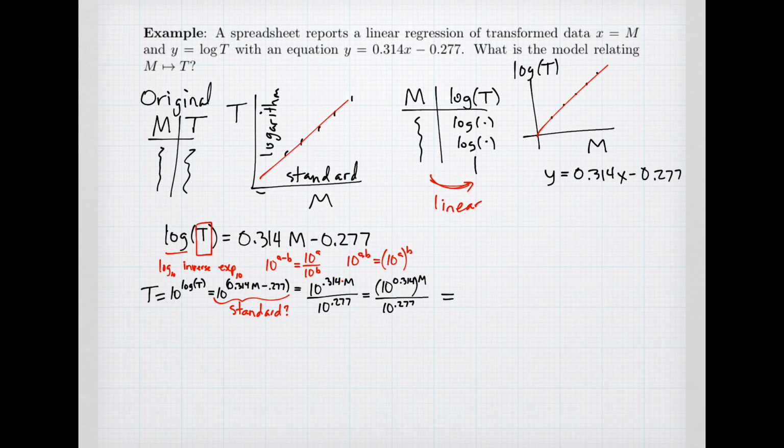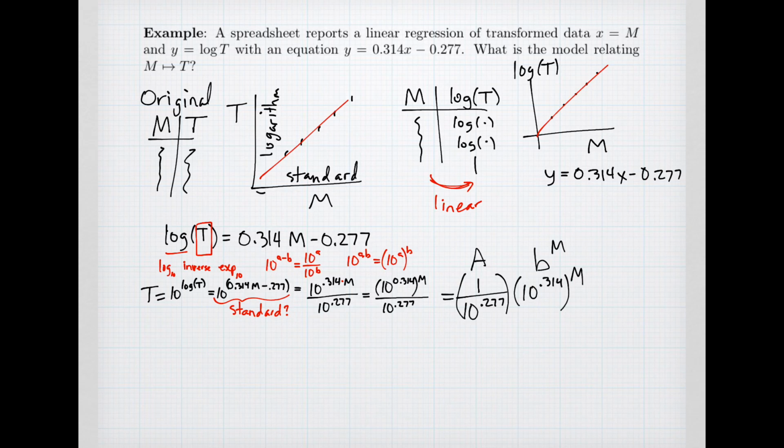Well, I'm almost there. The last thing I want to do to put it in standard form is recognize that dividing by a number is the same as multiplying by a number. So it's 1 over 10 to the 0.277, that's a number, times the number 10 to the 0.314 to the m. And so notice we're now in the form of an exponential function, a number times a number raised to the variable power.